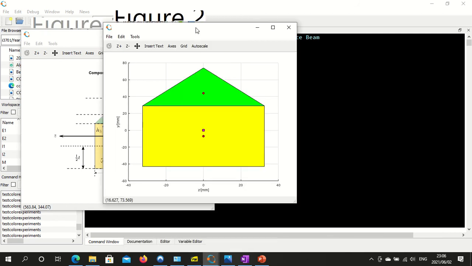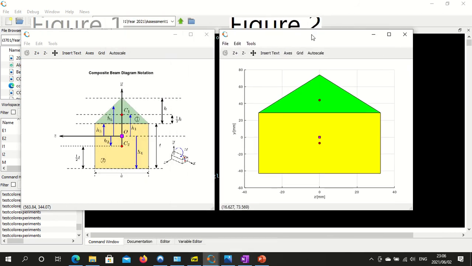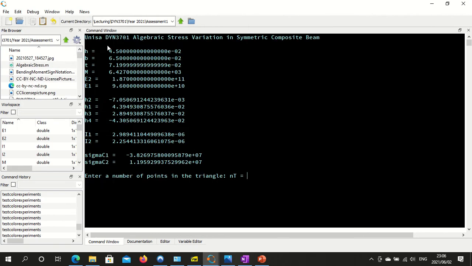and the computer program has now worked out the distances from the centroids and the neutral axis. So you have your triangle, you have your rectangle, we had the particular geometry which was specified, we worked out the various geometrical parameters, and we worked out the stresses.